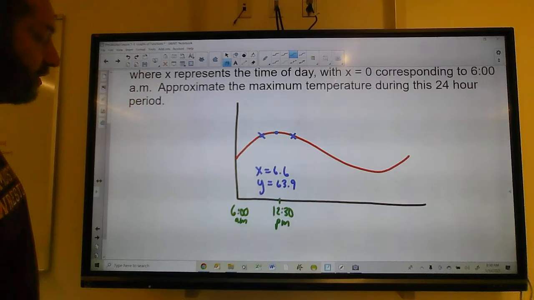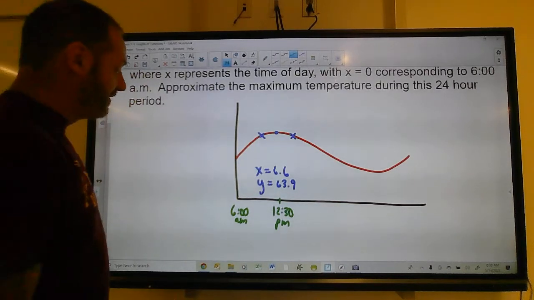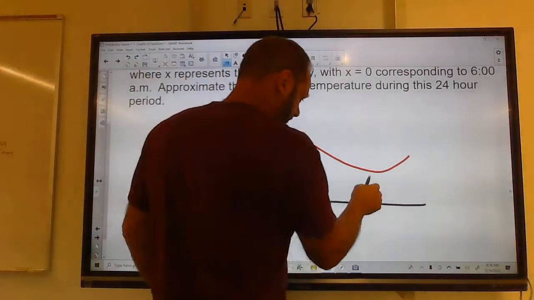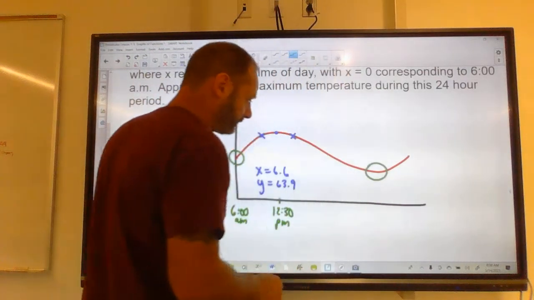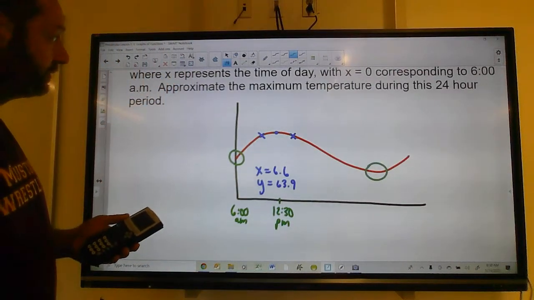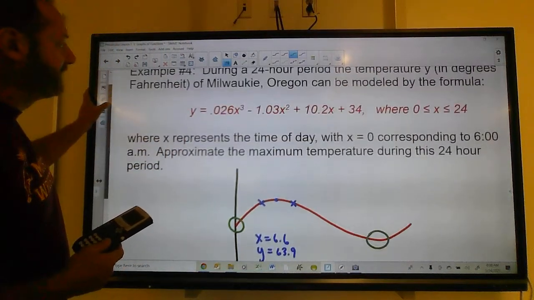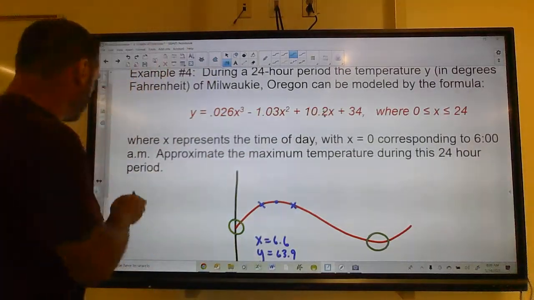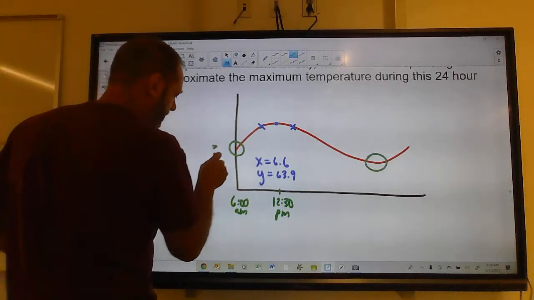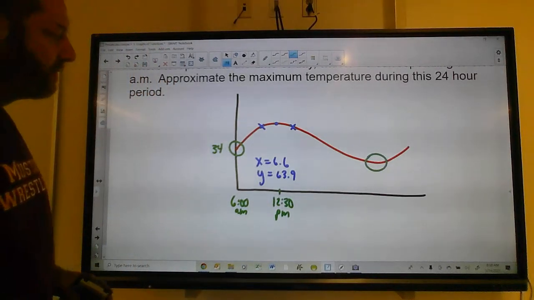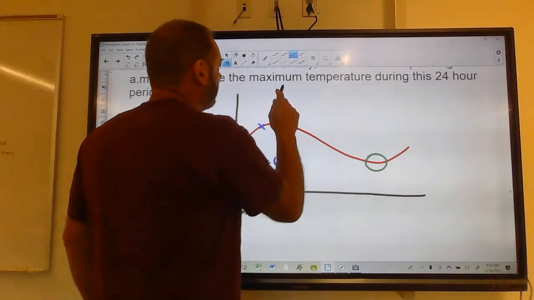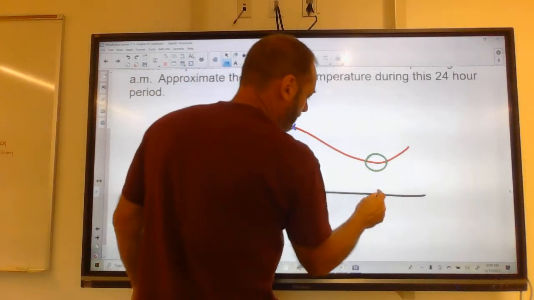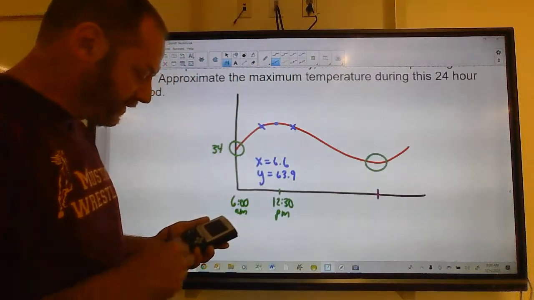Okay, now if we wanted to know what the minimum temperature was going to be, that is hard to tell on this graph. It could be here, or it could be here. So we could plug 0 into this really easily, because if I plug 0, this is gone, this is gone, this is gone. It's just 34. So I know that this is 34 degrees right here. So then I can go look at this time over here. And I can calculate a minimum.